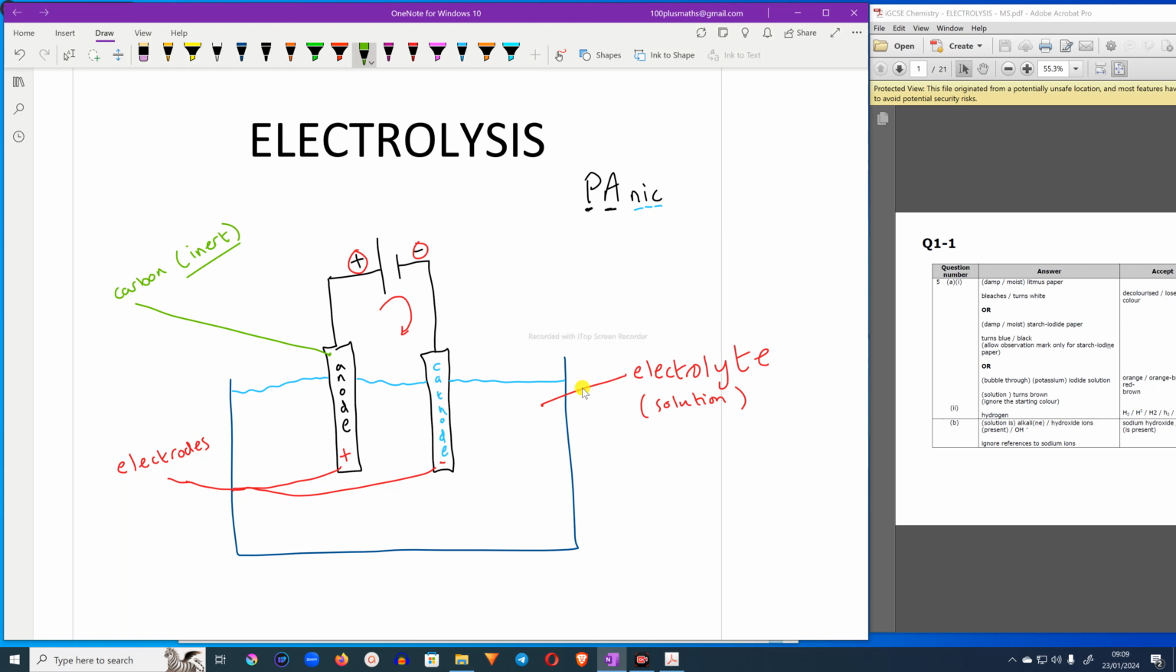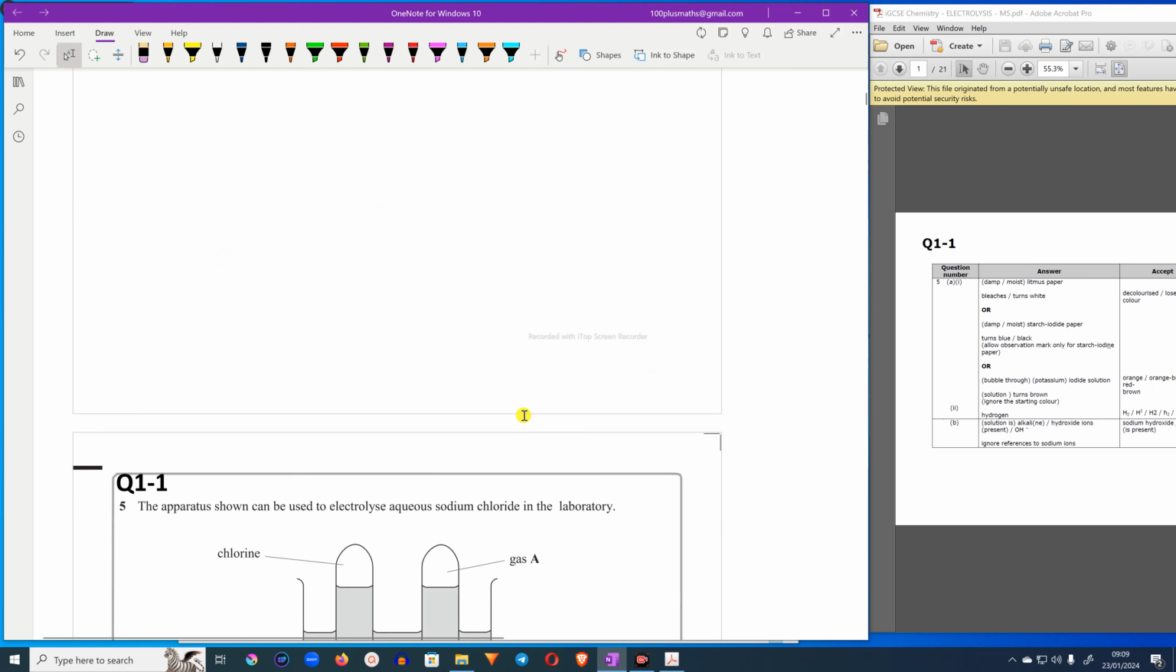We've got positive anode, negative cathode. This is the direct current supply. You'll do this in physics, direct current supply. I think that's it. That's the structure. If you can lay that structure out, you're on your way. Right, let's move on.